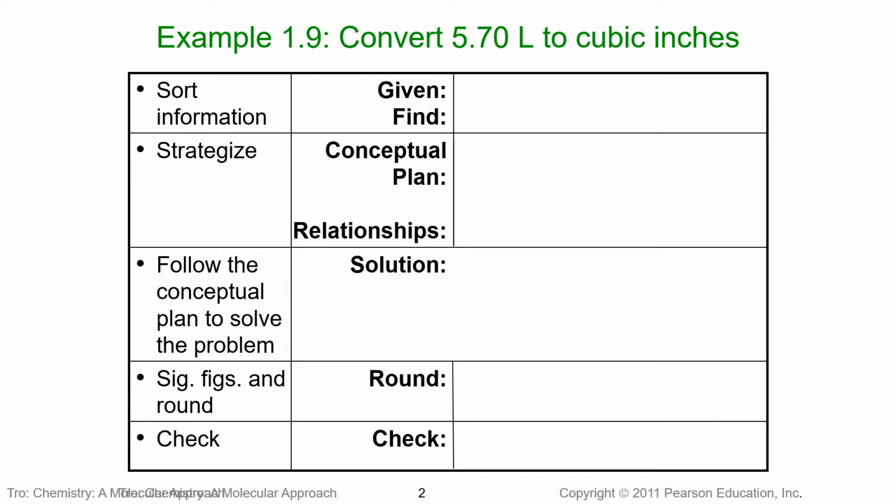All right, so let's try to convert 5.70 liters into cubic inches. So for our conceptual plan, we'd start with liters. We go to milliliters, and then remember we have a conversion that allows us to go from milliliters to cubic centimeters. And then finally, we can go to cubic inches.